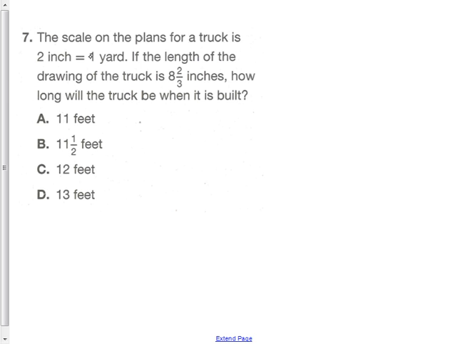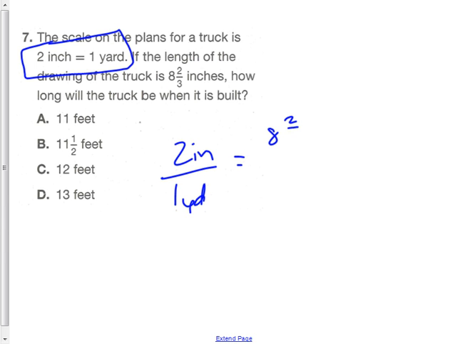All right, so in this one we have the scale on the plans for the truck is 2 inches to 1 yard. Whenever you have a scale, just write that scale as a ratio. So like this right here, 2 inches equals 1 yard, so 2 inches to 1 yard. So if the length of the drawing of the truck is 8 2/3 inches, so I'm going to put 8 2/3 here because this is inches and this is inches. It says how long will the truck be when it's built? So here's my x. Now the only problem I see is that all of these here are feet, okay, and I have 1 yard, so I'm going to change this to 3 feet, so that way I'm solving for feet and not yards. So let's go ahead and cross multiply here.